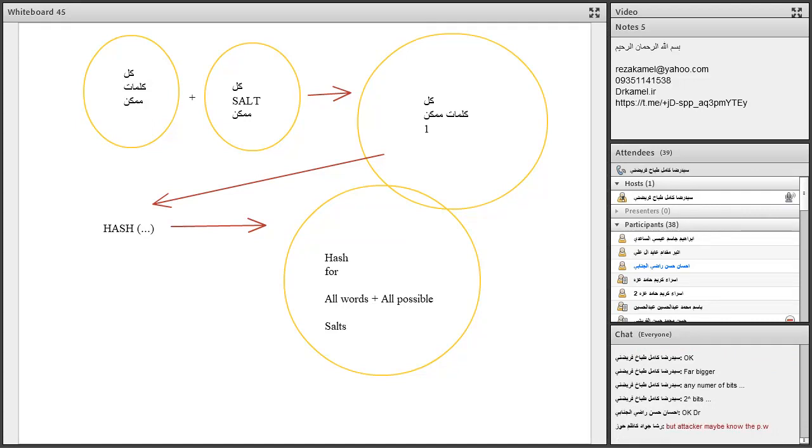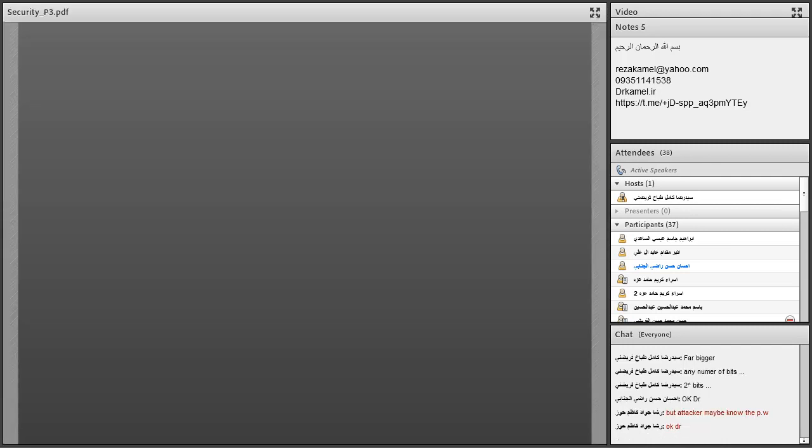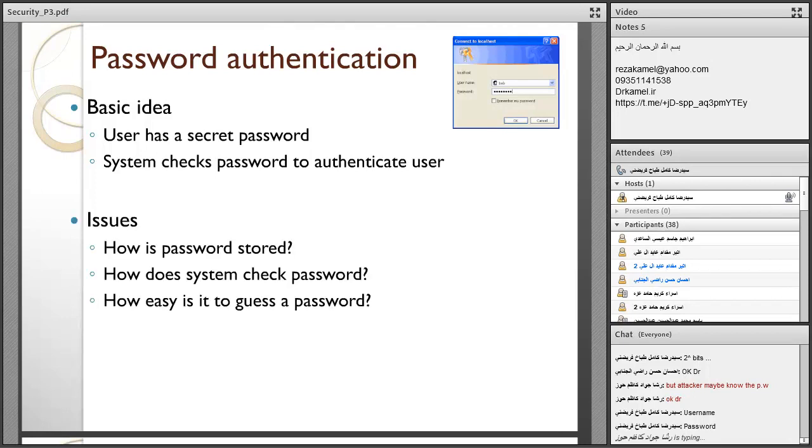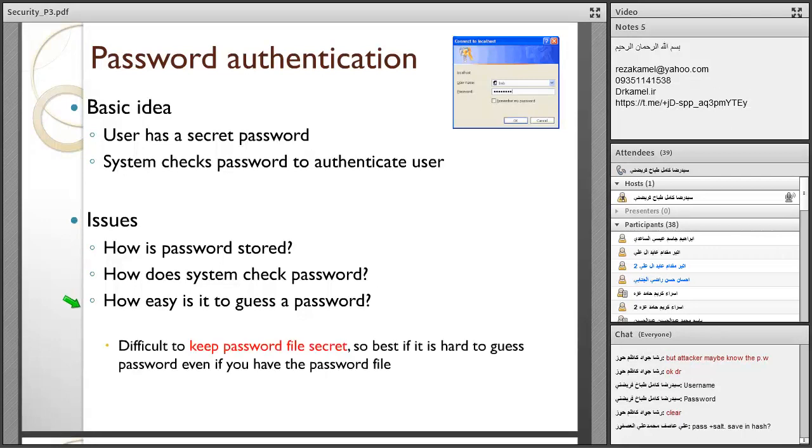So this was all about the salt. I will talk about it on the slides, maybe you understand it better, Ali. Let me go back to the slides to see what we discussed. If somebody knows the username and the password, they can log in. So that's a different problem, Rasha. If the attacker knows the password, that's not our problem. That's the policy of the system. So the basic idea is how to store the password, how the system checks it, and how easy it is to guess.